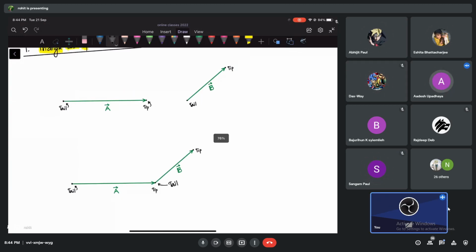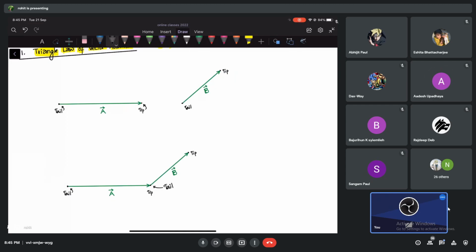But notice something. Did I change the direction of A? No. It is still pointing in the same direction. Did I change the direction of B? No, it is still pointing in the same direction. You cannot say, I'll rotate this and then add. No, this is not possible. You have to keep the same direction, just come and join them. You also cannot make the B vector smaller while joining. Did I change the magnitude? No, the magnitude is the same.